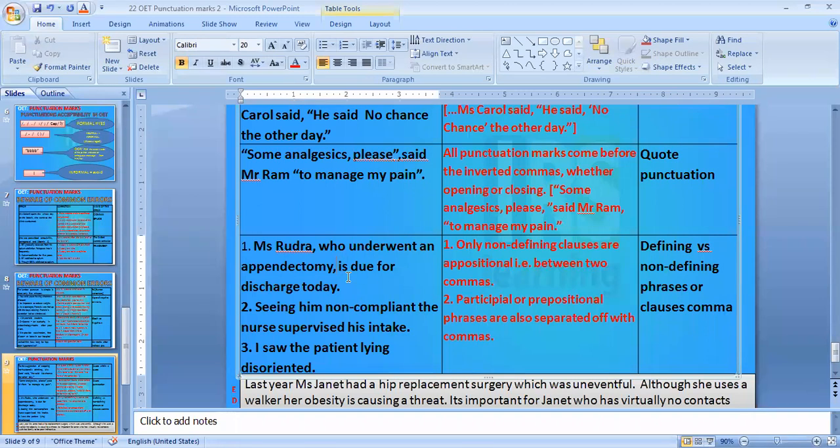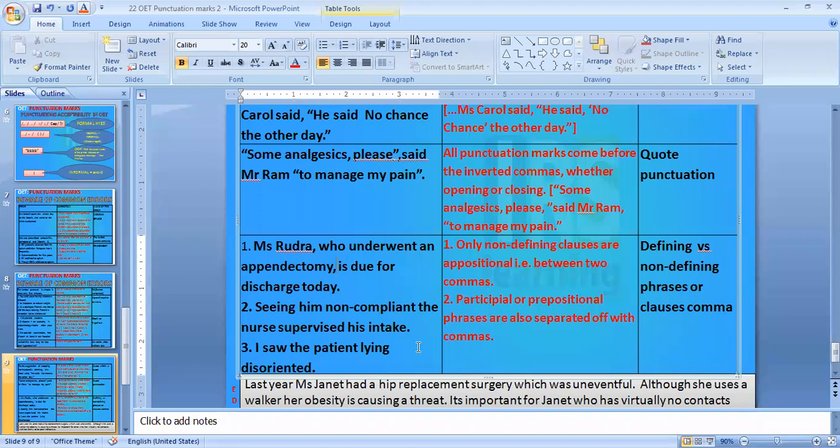If you are going to define this Rudra, you should remove the comma. This is a defining clause. So the context should be clear. If the context is that there is only one Rudra in the ward, so there is no need to define her, then you can use a comma. But if there are 2 or 3 Rudras as patients, then you should define her. Then you don't need a comma. That's the point.